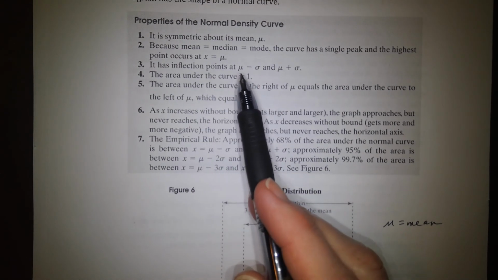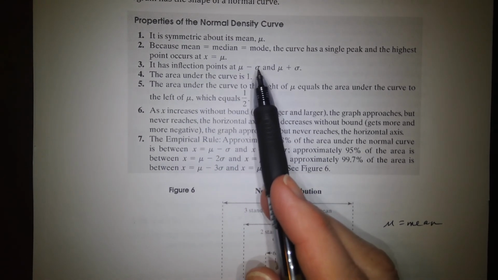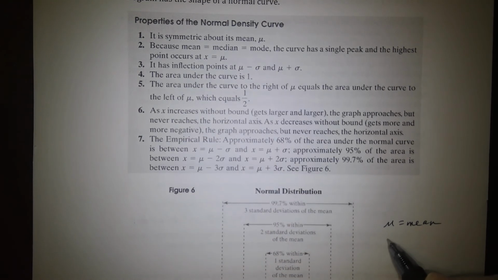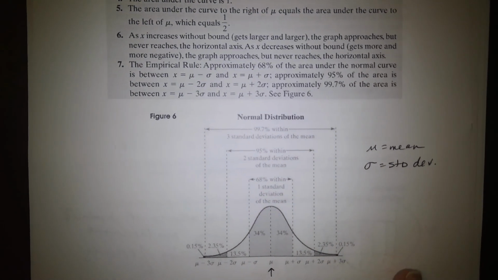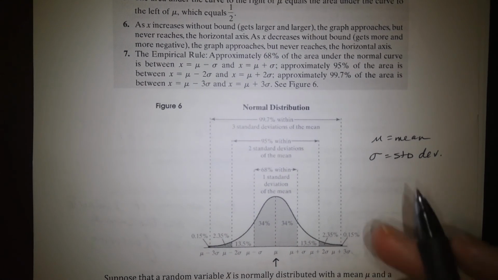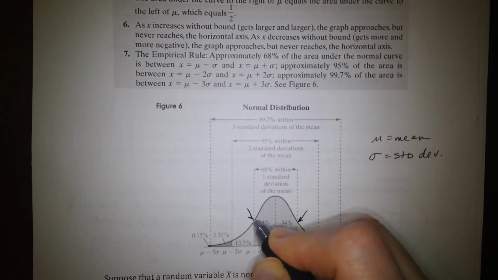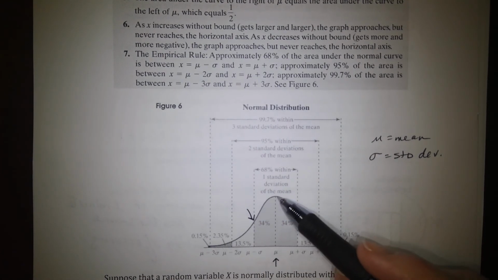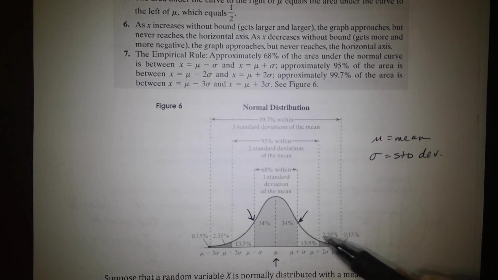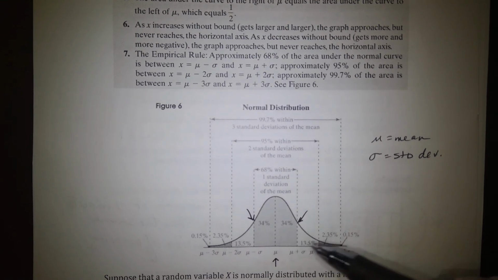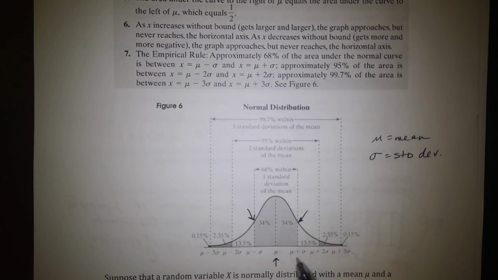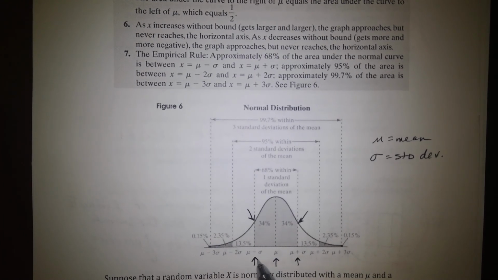It has inflection points at mean minus a deviation and mean plus a deviation. Remember, sigma stands for standard deviation. Inflection points means when it changes from concave to convex. So right about here and here is when that happens. You'll see that this is convex and then it turns to concave. So right here is going to be an inflection point, and that happens at the mean plus 1 standard deviation and mean minus 1 standard deviation.